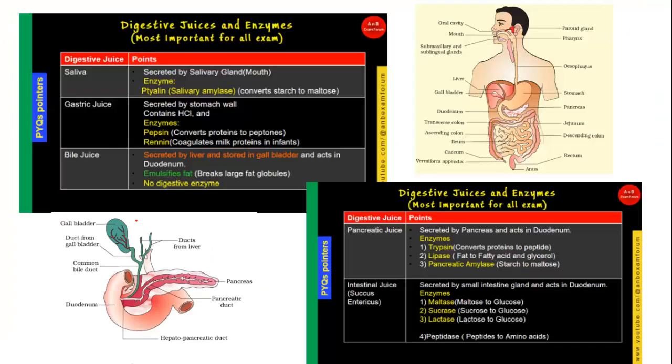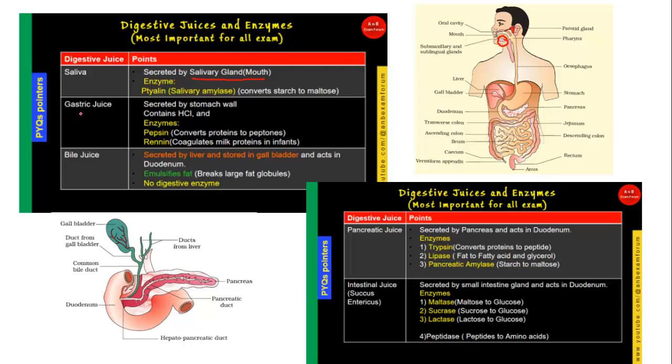And again, this slide we have seen in our theory class where we discuss everything about juices. So I'm revising once again. The first juice is saliva. It is secreted by the salivary gland, which is in the mouth. Here the salivary gland is present. You can see this sublingual gland and salivary gland. The main enzyme is ptyalin or salivary amylase, which converts starch into maltose. So digestion of carbohydrate begins in the mouth itself.